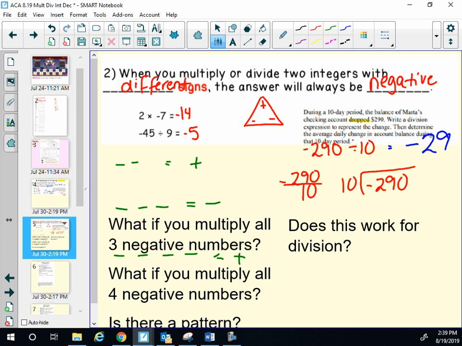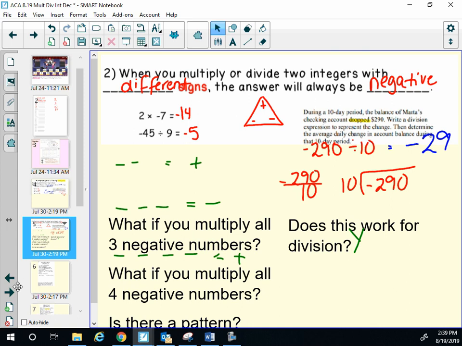I agree with you. You're correct. Why does it work for multiplication and division? Yeah, it's the reverse operation, multiplying and dividing, but the rule is the same.